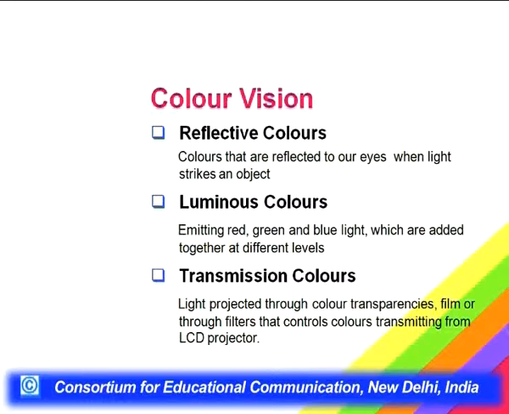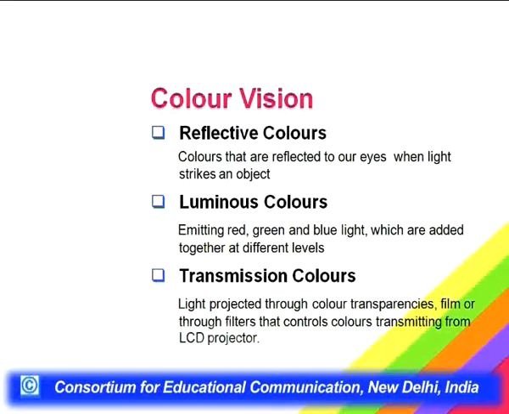The third way we can see the colors is called transmission colors. What are the transmission colors? This will be completely different than the way you view the colors in case of reflecting and luminous. Here colors, you can view by passing light through the color transparency, as you can see in the movie. In the movie, the color films are seen when light is passed through the color transparency on the silver screen. That is completely different than luminous and reflective colors. Here the outside light does not help.